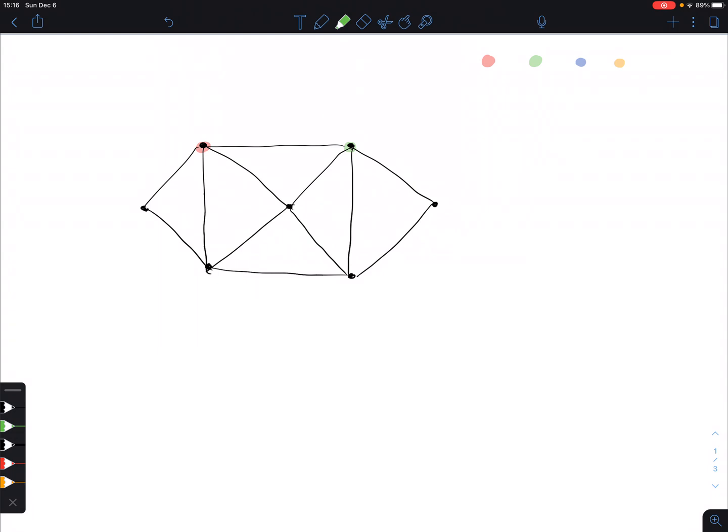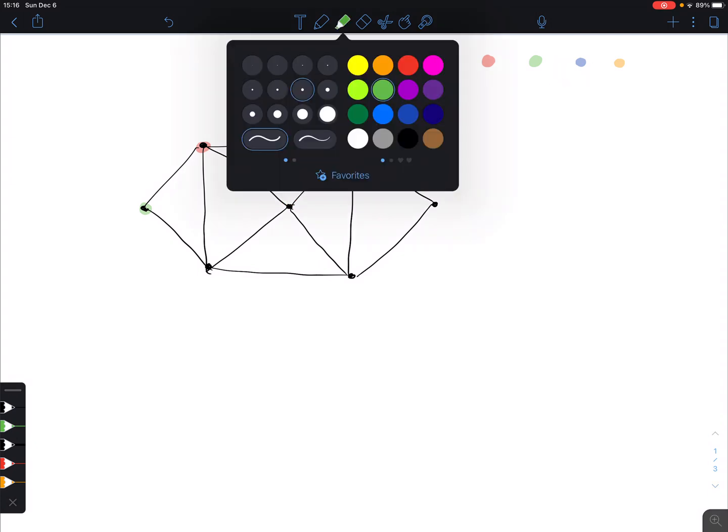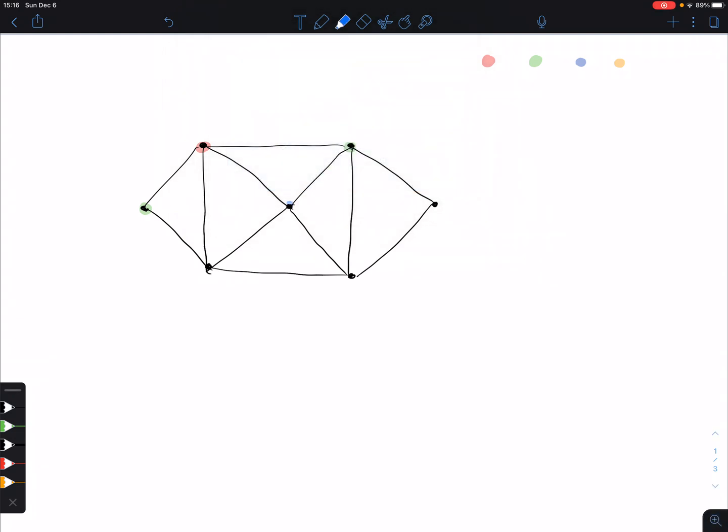So I start coloring these two. Okay, now I have to color the left, this one here. Well, I can use green. So let's use green. Okay. So what about the following one? Well, that one I cannot do green. I cannot do red, and I cannot do green. So I have to use my third color, so I'm going to use blue.